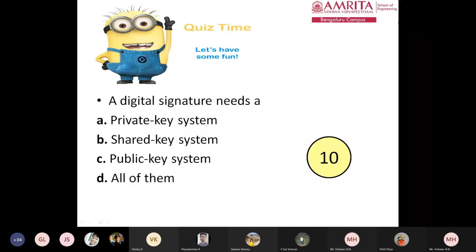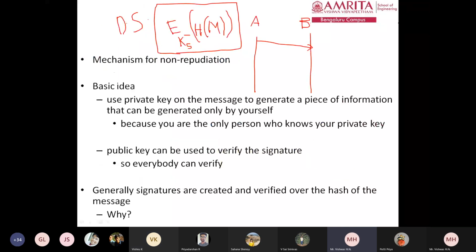So what I did: I have the message, I took the hash code of the message, and then I encrypted that hash code using the private key of the sender, which is called the digital signature. This is DS, not OS. When I send a message, I send the digital signature plus the message. I am sending it to B.